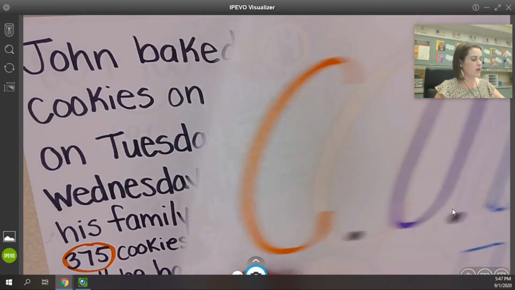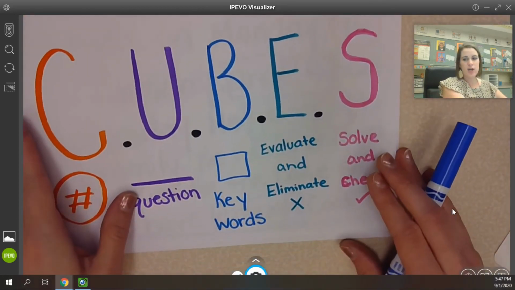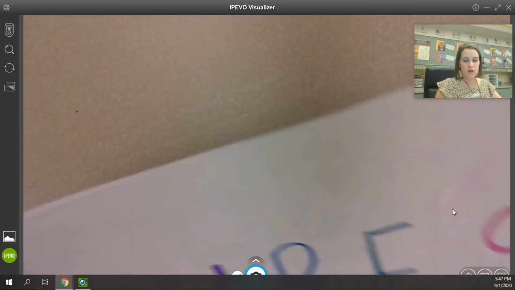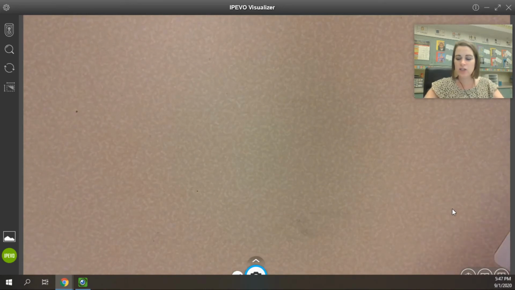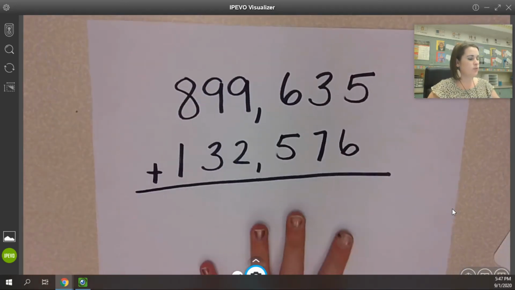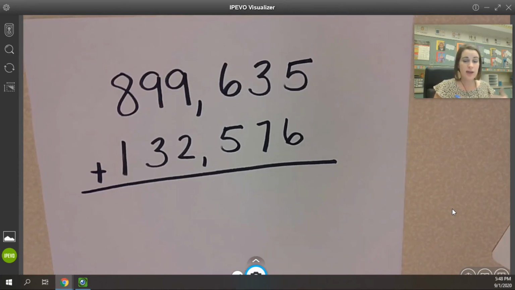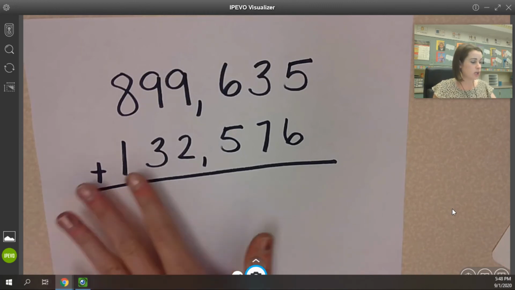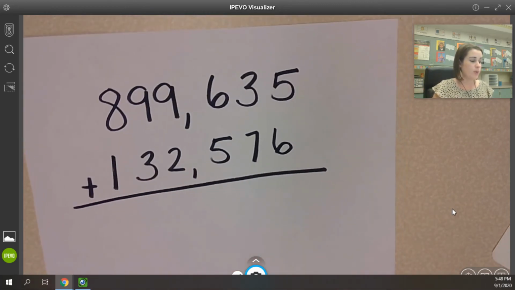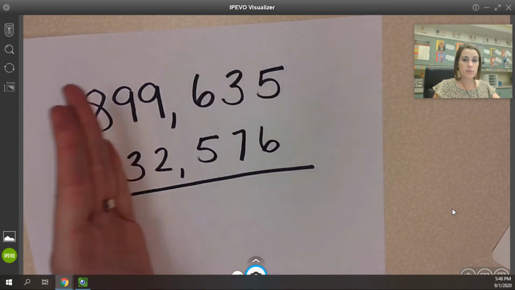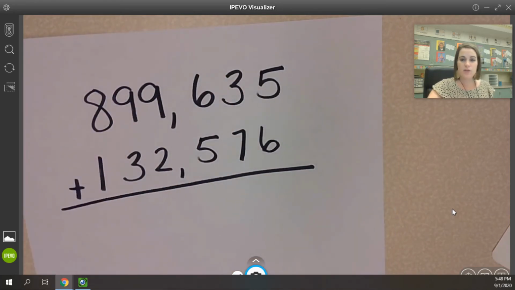So we just went through all of those steps of CUBES to solve a problem. All right, the last thing you guys learned about was traditional addition with regrouping. Okay, so we learned that when we add, it doesn't matter how many numbers we're adding. So this is a large number, but we always start with the ones first, and then we move to the left. Okay, so let's add our ones first.